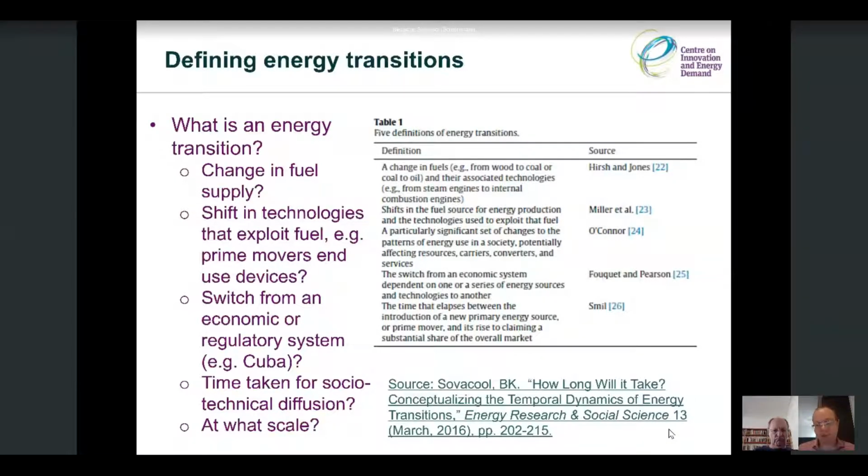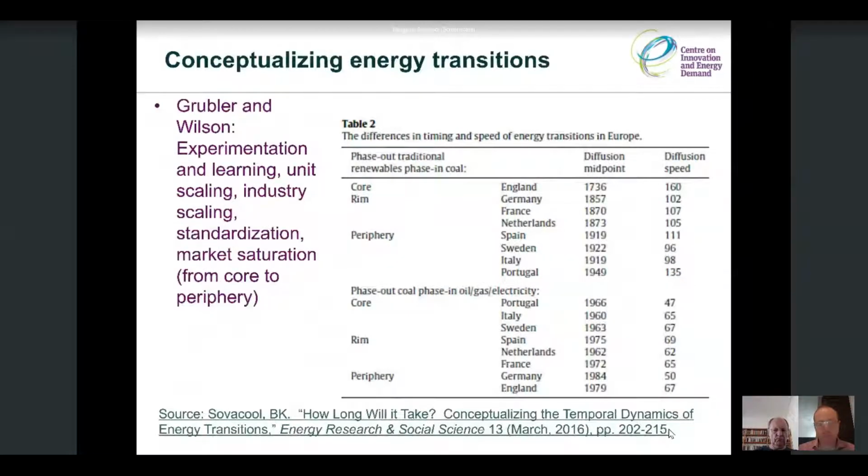Because of this complexity of factors and variables, however, you see a lot of conceptual devices that have emerged to try to understand transitions processes. So there is an arsenal of conceptual tools. One of the ones that I quite like, just to give you a taste, comes from Arnulf Grubler and Charlie Wilson, where they have a spatial and a temporal theory of how transitions occur. Temporally, they say that it begins with experimentation, and then it moves to unit scaling, then industry scaling and standardization, and it eventually reaches market saturation. So that's kind of like the diffusion element of a transition.